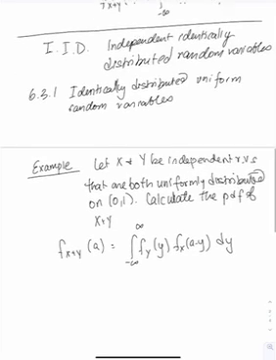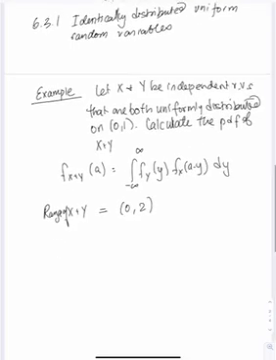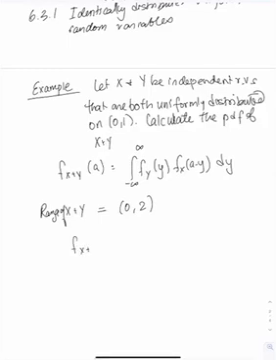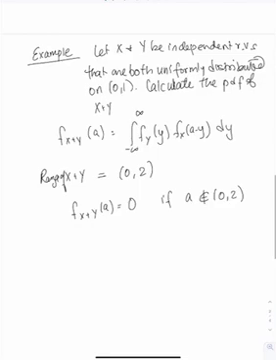All right. Okay, so we want to use this, but before that, let's stop for a second and ask ourselves, what is the range of x plus y? Well, x can be anything from 0 to 1. Y can be anything from 0 to 1. So the range of x plus y will be 0 to 2. So you can say right away that f sub x plus y at a is 0 if a is not in the set 0 to 2. Okay, so how about when a is in the set 0 to 2?